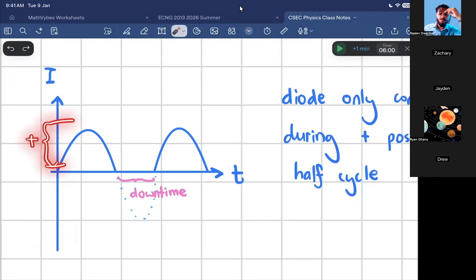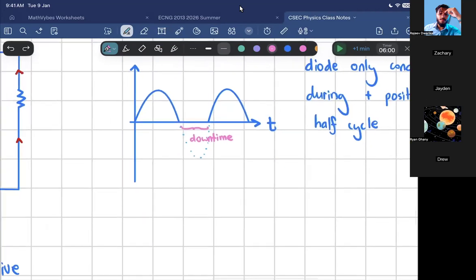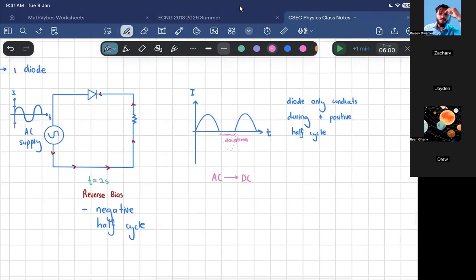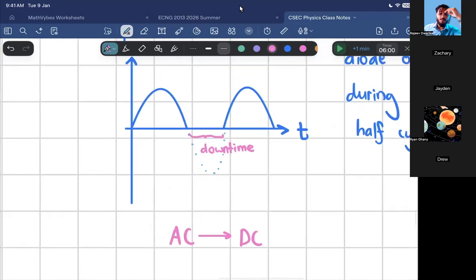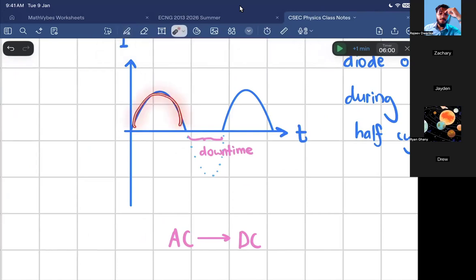Yes. Does the diode ever allow it to conduct negative current? No. So the half wave one diode actually converted what to what? It converted AC to what? To DC. Exactly. Good. So that's the purpose of a diode: AC to DC. Guys, once you're not seeing positive and negative currents, it is DC.